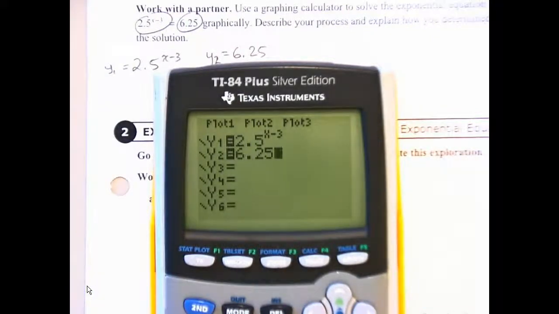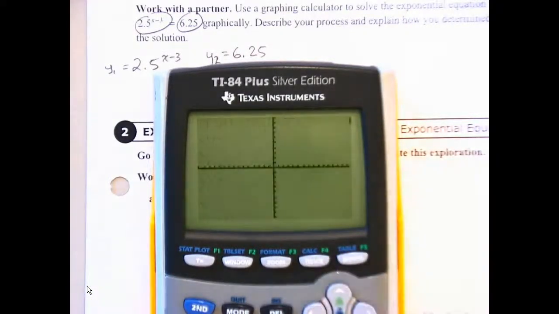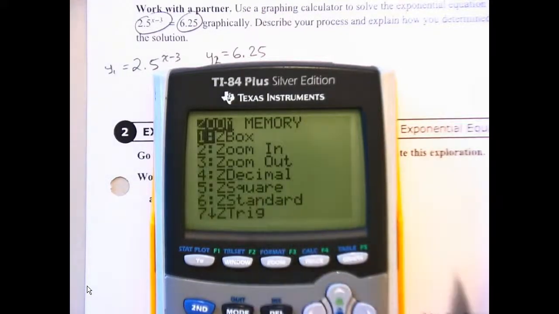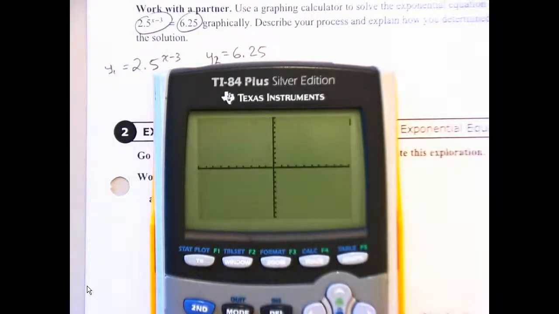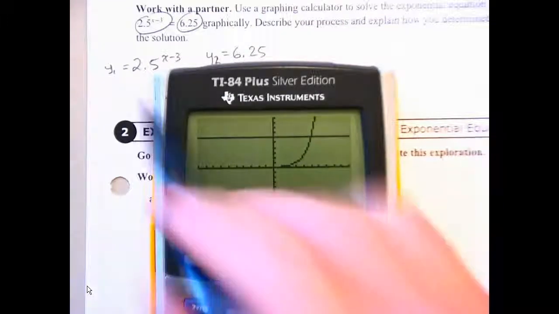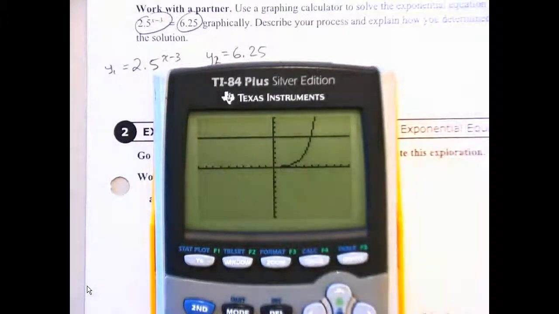Here we go. We're going to hit the graph button. Now if your picture does not look like mine, then that means you're zoomed in at a different spot. So hit the zoom key, and zoom 6 is standard. That brings you back to your normal window. So now it should look like mine. Tell your neighbor where the solution to this equation or this system is. Whose phone is beeping?